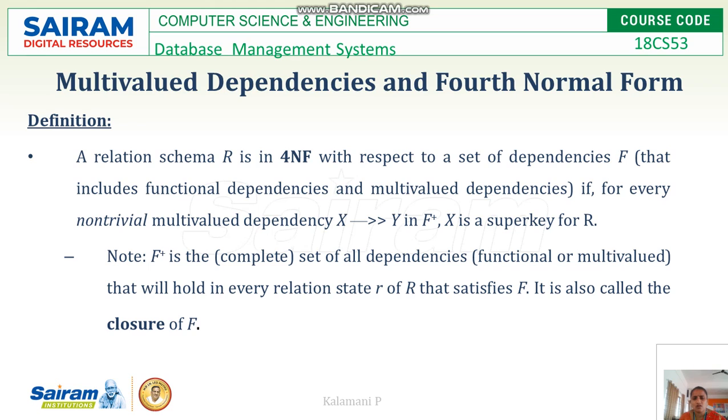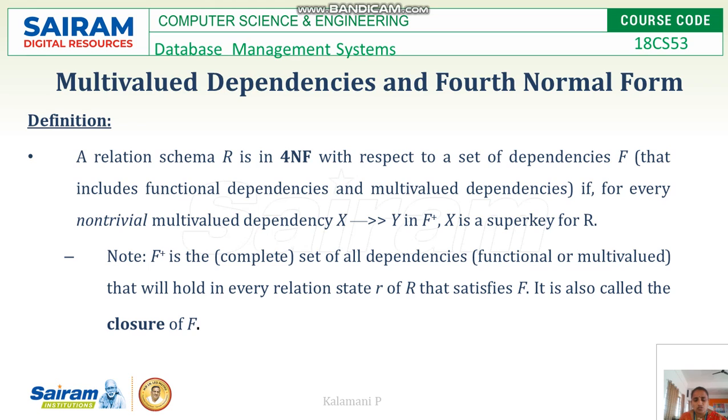So for each dependency in F plus, where there is a multi-valued dependency X multiply defines Y, X should be a super key of R. F plus, we already know, is the closure. F plus is the complete set of all dependencies, functional and multi-valued, that will hold in every relation state r of R that satisfies F. Each and every relation state has to satisfy the functional dependencies F. F plus is also called the closure of F.